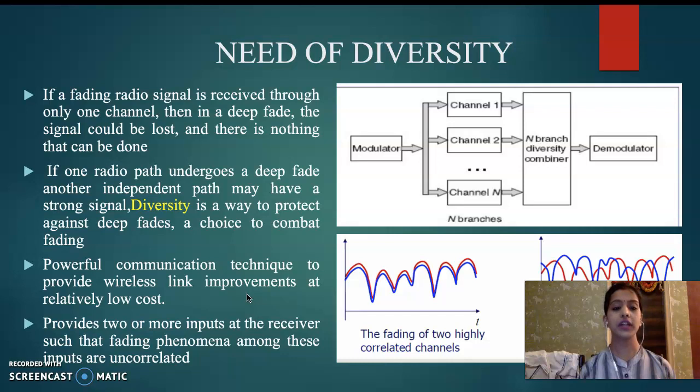Powerful communication techniques to provide wireless link improvements at relatively low cost, provides two or more inputs at the receiver such that fading phenomena among these inputs are uncorrelated.